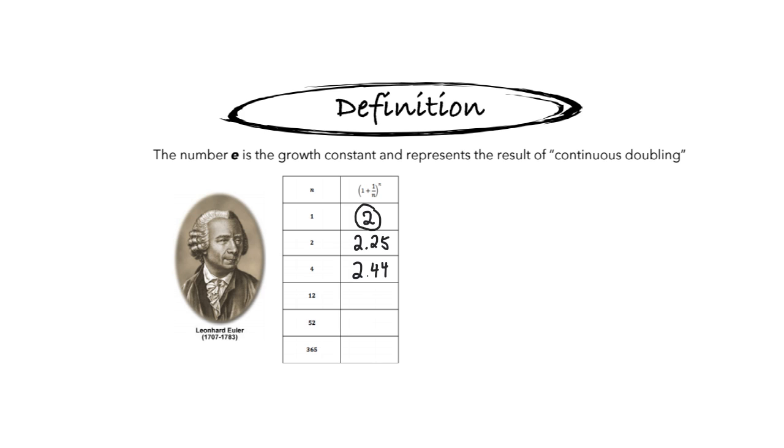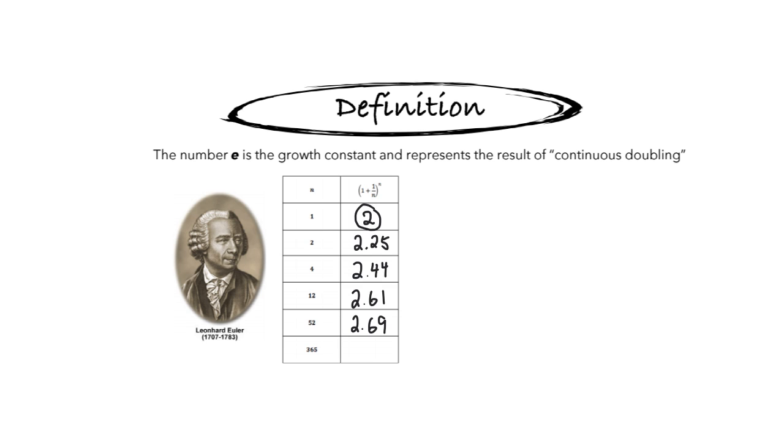So we want to know, what is the limit of this expansion? For n equals 12, as the example we saw with the large birthday gift, it will grow to $2.61. And when n is 52, so if you're collecting your interest every week, it would grow to $2.69. So as you can see in the table here, each time it's growing a little bit larger than 2, but the question is, is there a limit to this calculation?